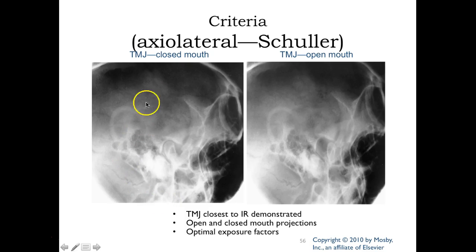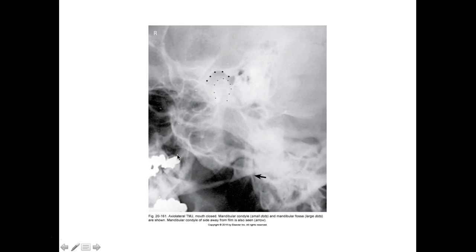Okay, so this is what it looks like. This is closed and you can see it sitting in its fossa. So very nice. And then you can see it open where it's popped out. So that's perfect. Now, if anything, I would tell them that they need to collimate in nice and tight. It shouldn't be open this much, which is really scary to do.